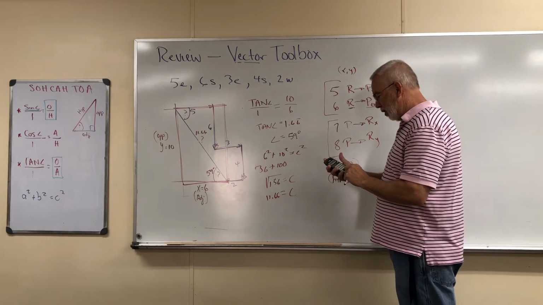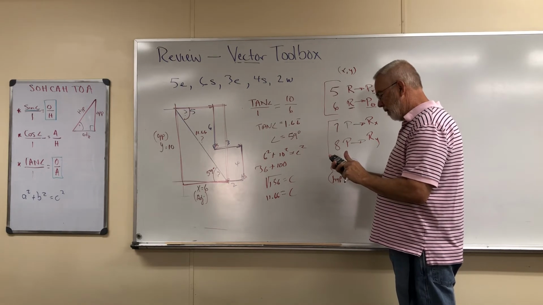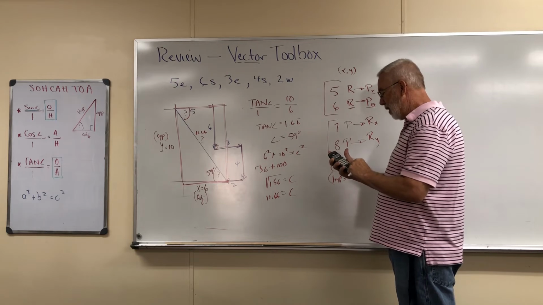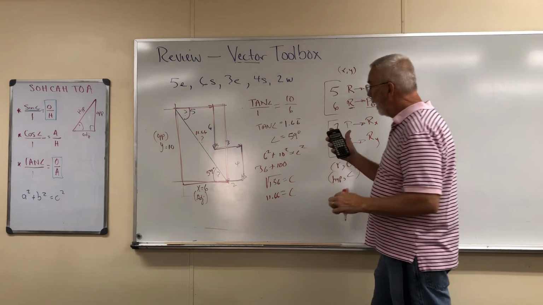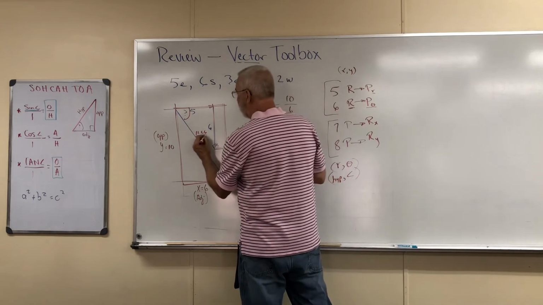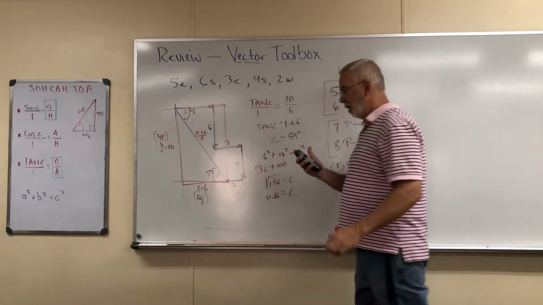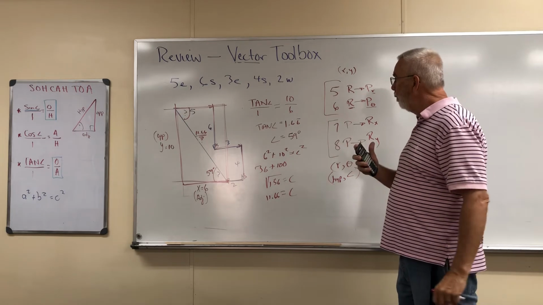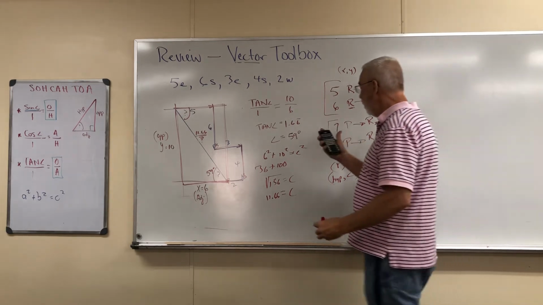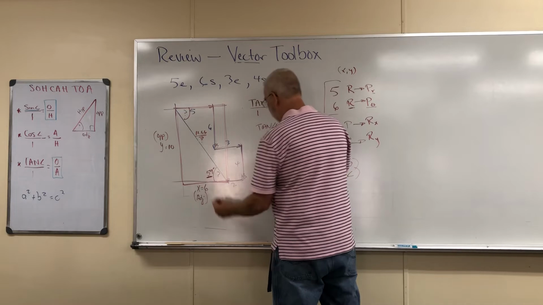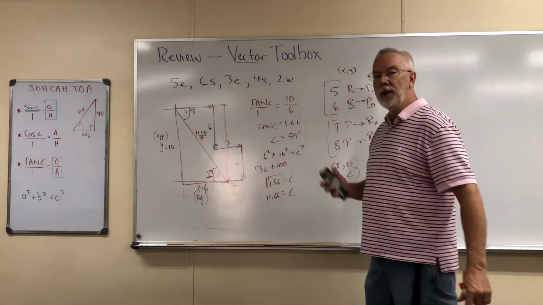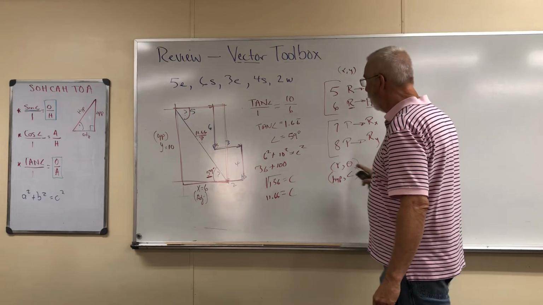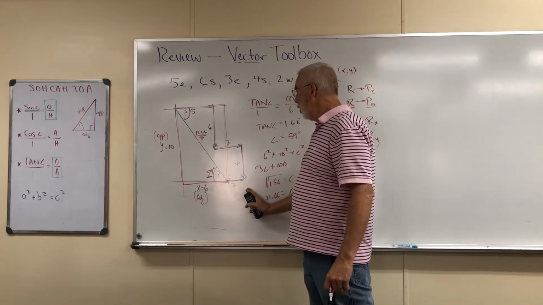I could go 6, comma, 10, and then rectangular to polar. And again, I got 11.66. And then I hit the rectangular to polar again, and it tells me it's a 59.04 degrees. And so this works, and this works too.